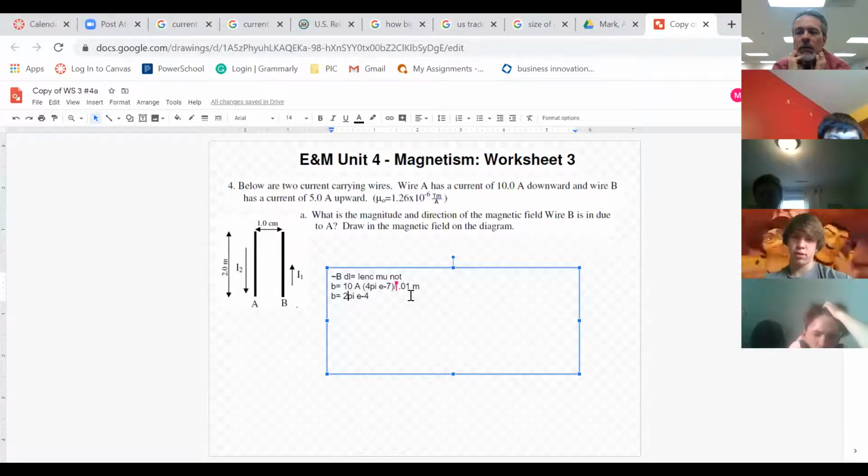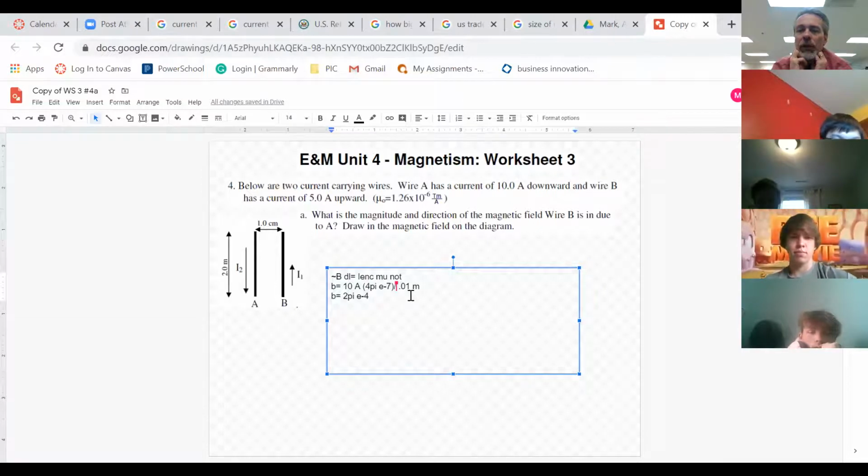It's the force on B from A. Yeah, you want the force on B from A, so you don't even care about the current through B. Oh, that makes sense. You only care about the current through A because A is the one that's creating the magnetic field that B feels.